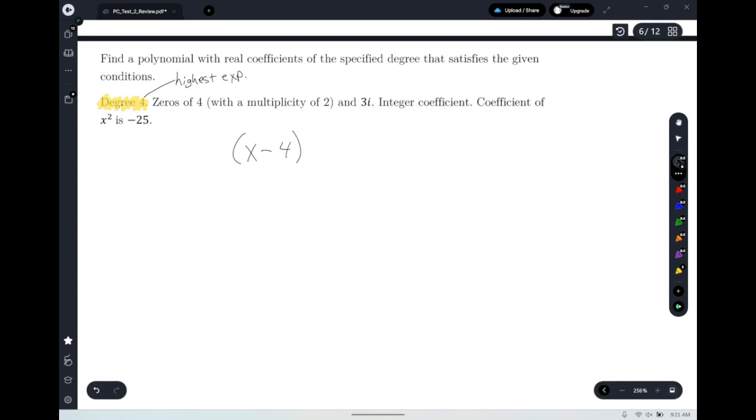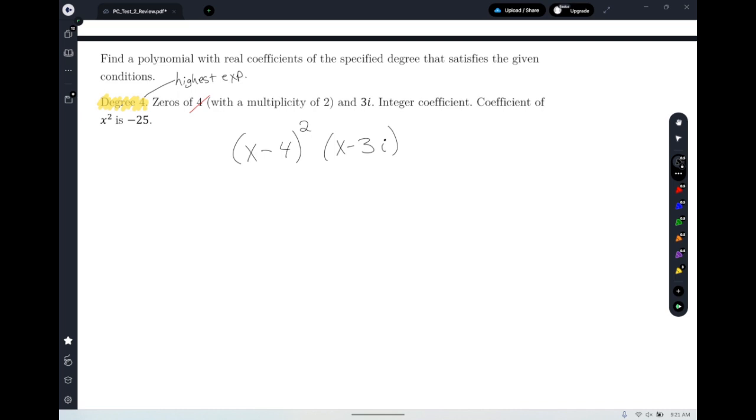Minus. And if you don't like it, go ahead. Once you write it, plug it back in, see if it gives you a 0. That's why it's called a 0. Wait. This 0 is a 4. With the multiplicity of 2, what does that mean? Squared. Boom. And x minus 3i.